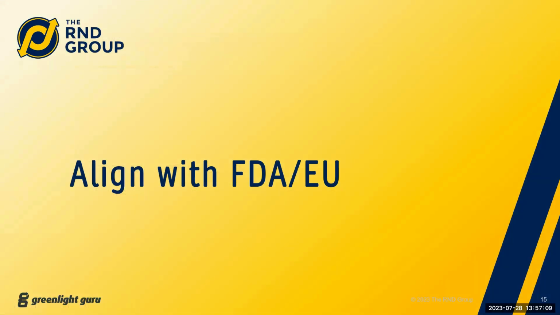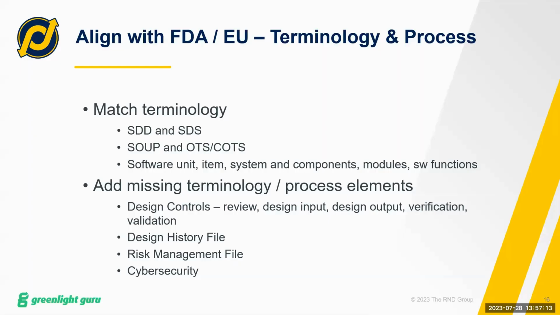The next thing is to align with the FDA and the EU and any other regulatory body that you're working with. Those are the top two that we work with. So that's mostly what I have here. When you're writing your process document, 62304 is an international standard. It's not related to the FDA or the EU. It can be applied to both.